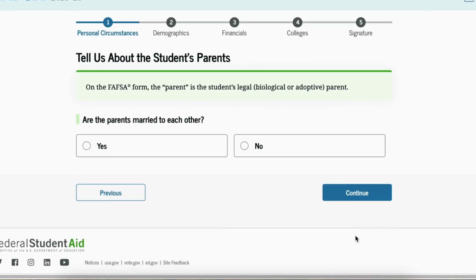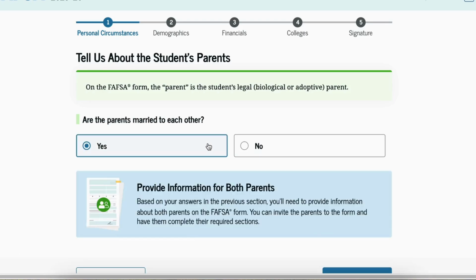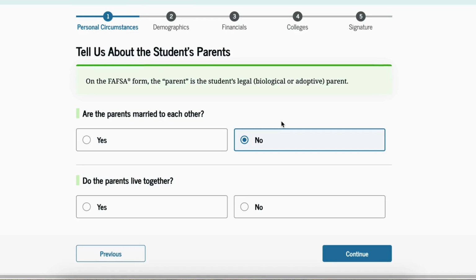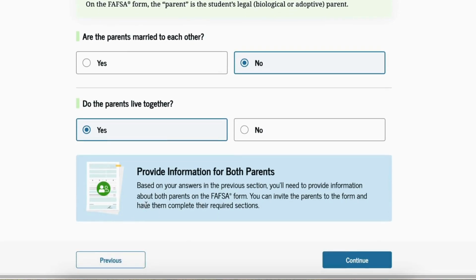And now we are going to go through the student's parent situation. If your parents are married together, we're going to say yes, and you have to provide both parent information. This is regardless of if they file married joint or married separately. If your parents are not married to each other, you'll say no. If they live together, which I know is something that does happen a lot, you will still have to provide both parent information because you live with both parents.